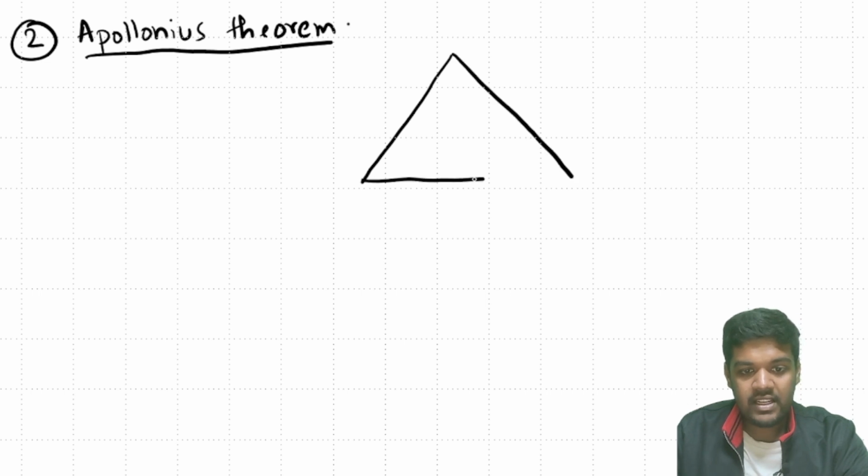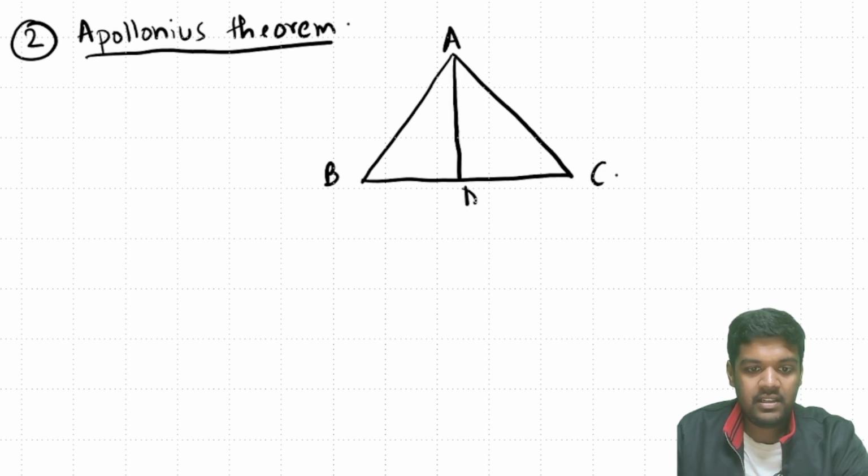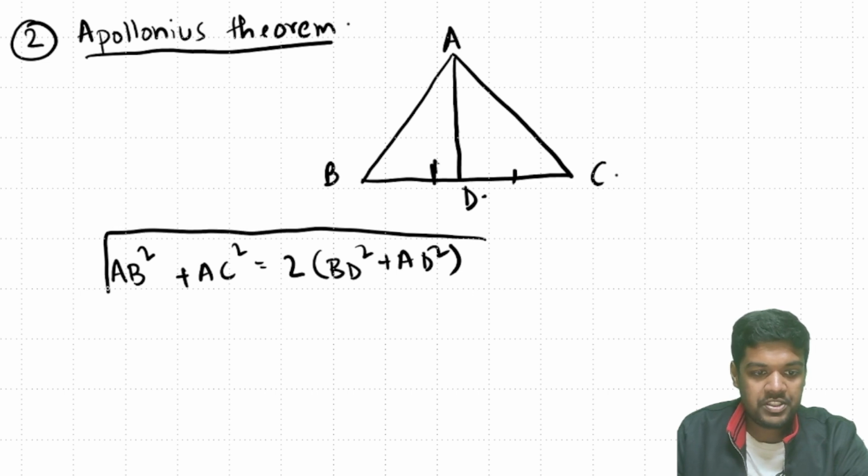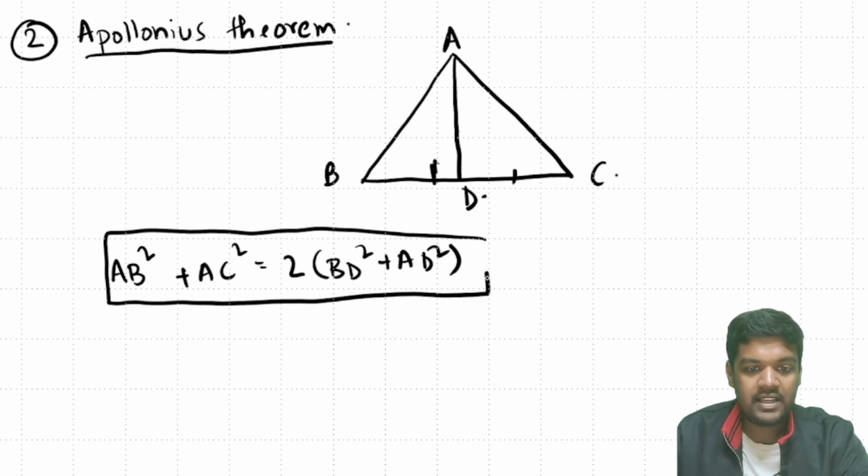Let's say this is a triangle ABC, and let's say AD is the median. So AB square plus AC square equals to 2 into (BD square plus AD square). ये कुछ कुछ क्वेश्चंस में यूज होता है, सो इसे याद रखिएगा. इसको याद करने का ट्रिक मैं बताता हूँ.